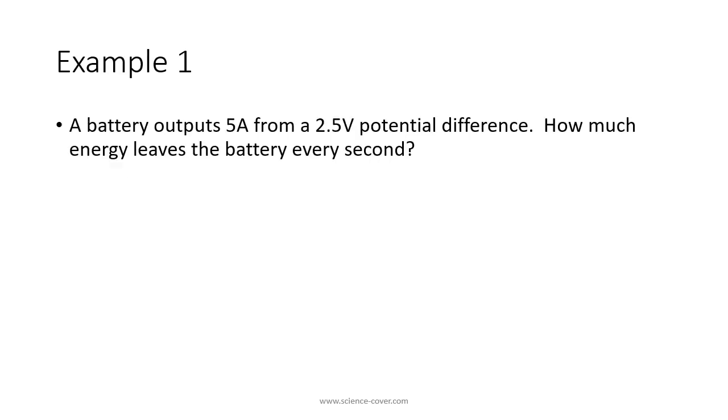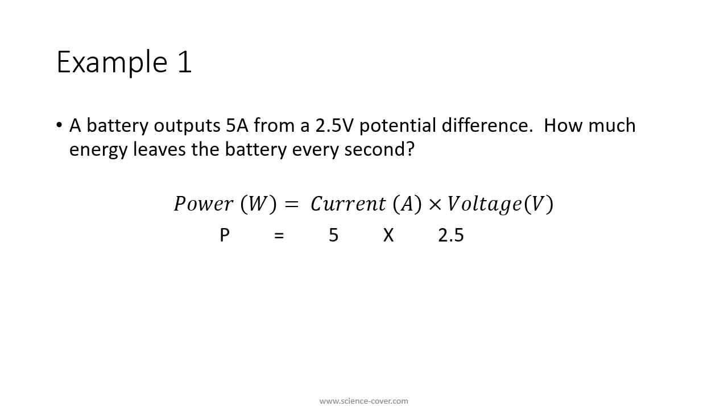Let's look at an example of how to use the equation. A battery outputs 5 amps from a 2.5 volt potential difference. How much energy leaves the battery each second? Well, the energy per second is the power. And the power can be calculated with current times by voltage. So my current is 5 amps and my voltage is 2.5 volts. 5 times 2.5 gives me 12.5. So my power must be 12.5 watts.